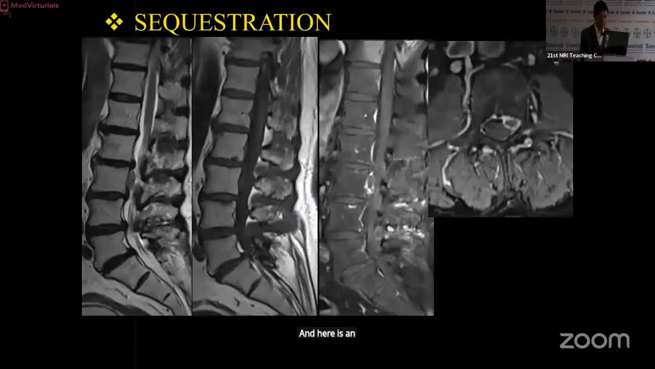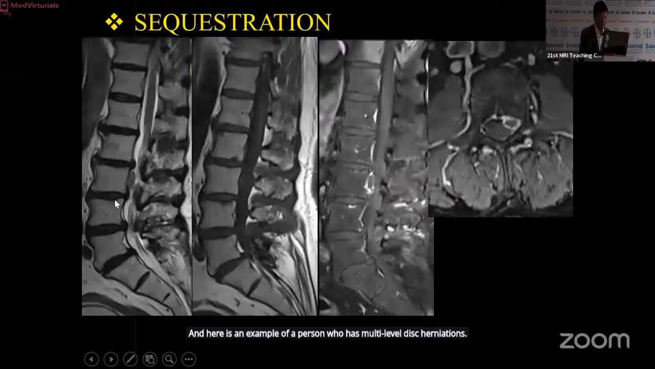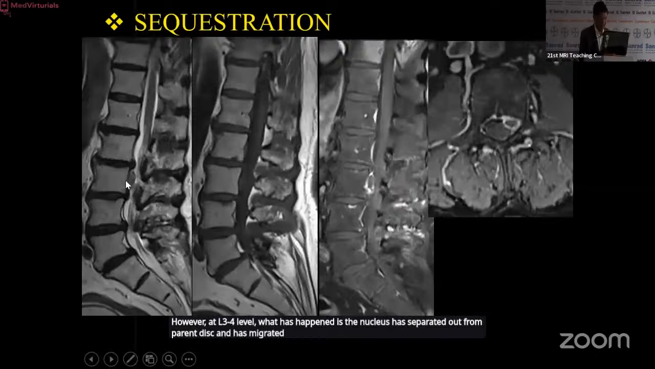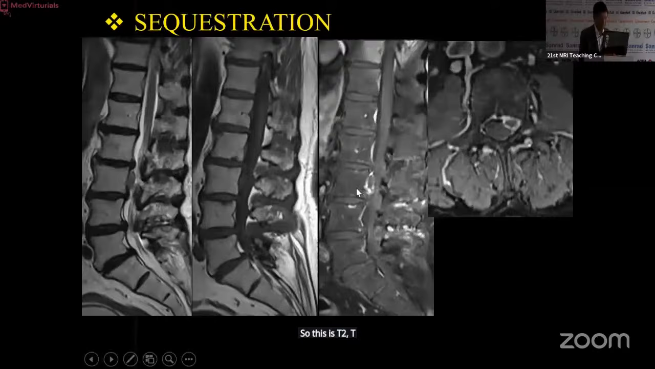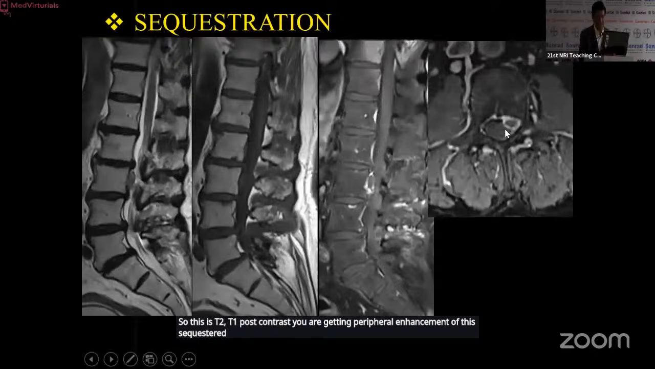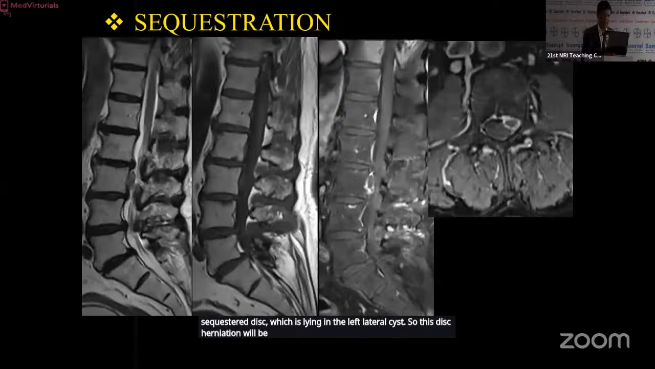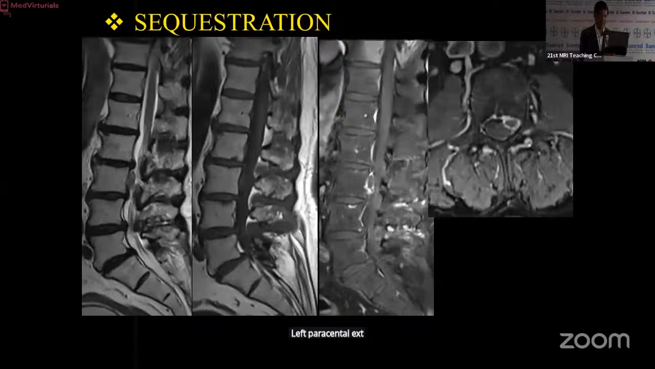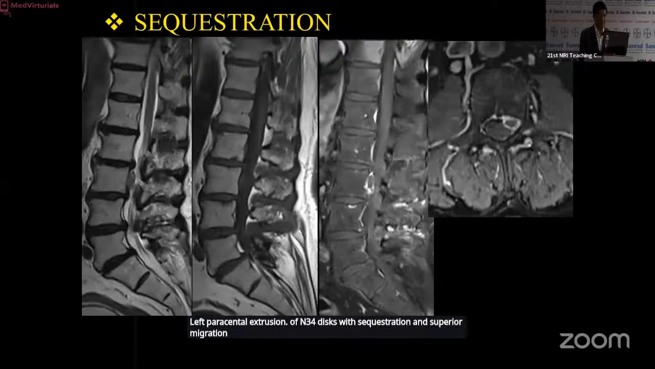And here is an example of a person who has multi-level disc herniations. However, at the L3-4 level, what has happened is the nucleus has separated out from the parent disc and has migrated behind the L3 vertebral body. So this is T2, T1. Post contrast, we are getting peripheral enhancement of this sequestered disc, which is lying in the left lateral recess. So this disc herniation will be described as left paracentral extrusion of the L3-4 disc with sequestration and superior migration.